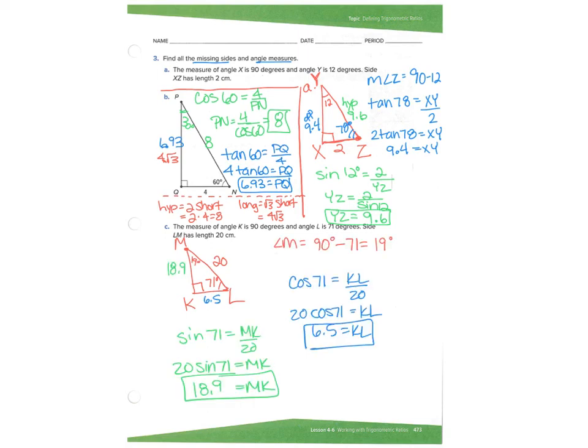Welcome back. You can see that in red, I solved for my third angle and got 19 degrees. Now, to find my two sides, I could use the 19 or the 71. I picked the 71-degree angle, so I used cosine to find KL. My KL side was 6.5 units, and I used sine to find MK. If you have any questions on any of these three problems, please come to office hours so we can discuss.